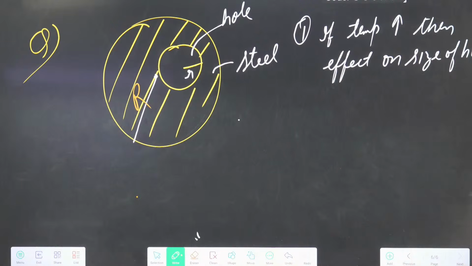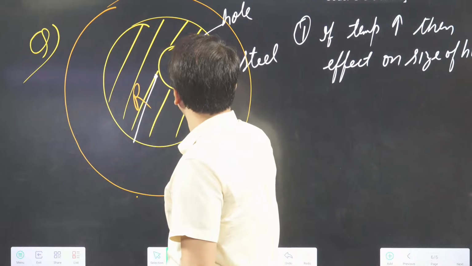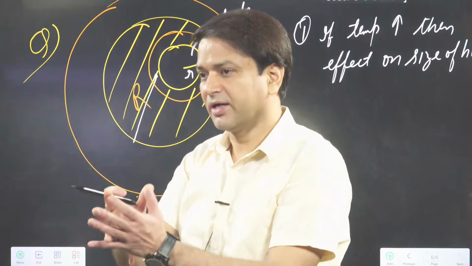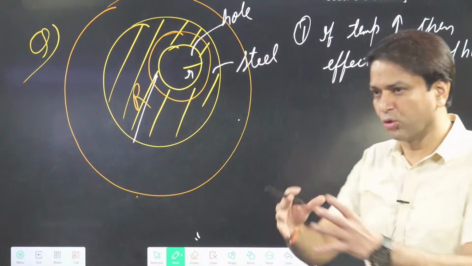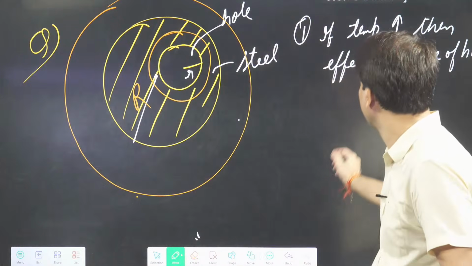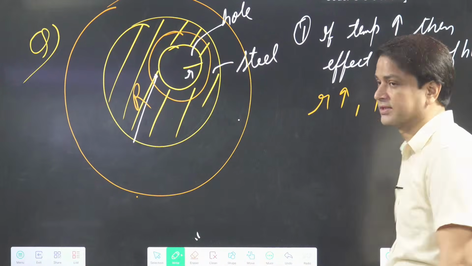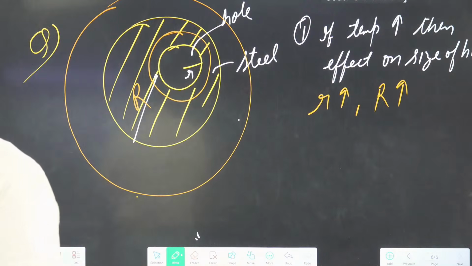Increases. Why? What will happen after increasing the temperature? Suppose it expands, and this whole size will also expand. Don't think that it will go inside. It will expand like this. This whole disc got expanded, so the hole will also expand. So small r increases and capital R also increases. Both hole size and disc size will increase. Everybody got it or not?